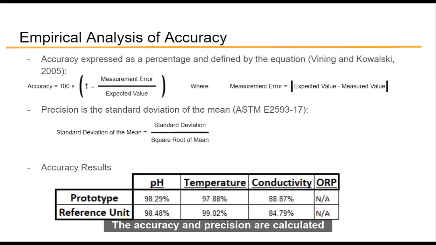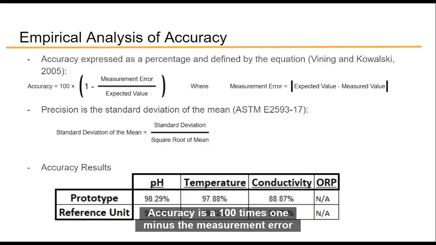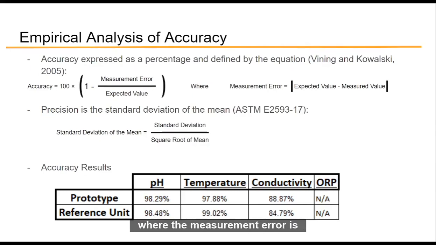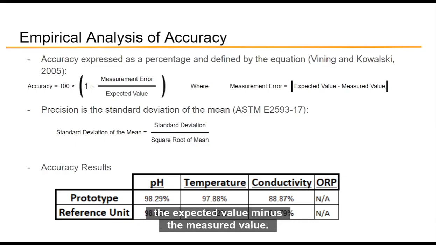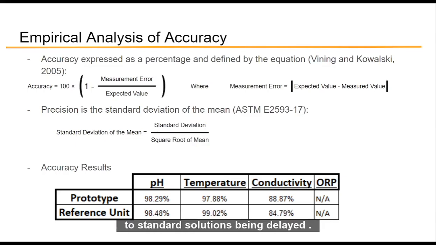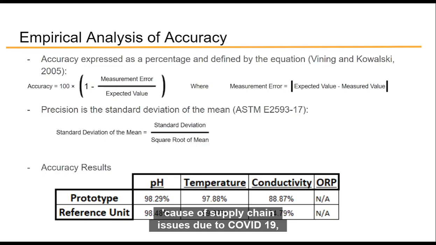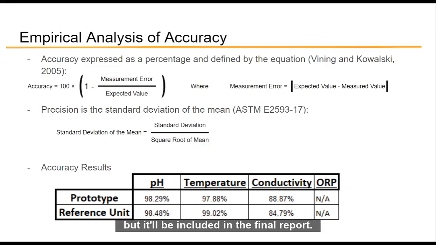The accuracy and precision are calculated with the equations shown below. Accuracy is 100 times 1 minus the measurement error over the expected value, where the measurement error is the expected value minus the measured value. The precision is the standard deviation of the mean. The accuracy results calculated based on our data are shown in the table. ORP accuracy data is not available at this time due to standard solutions being delayed because of supply chain issues due to COVID-19, but it will be included in the final report.